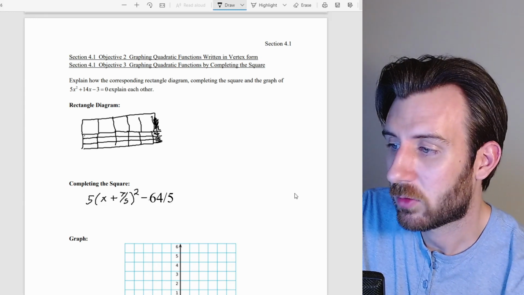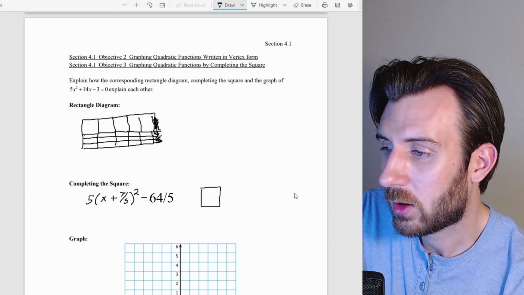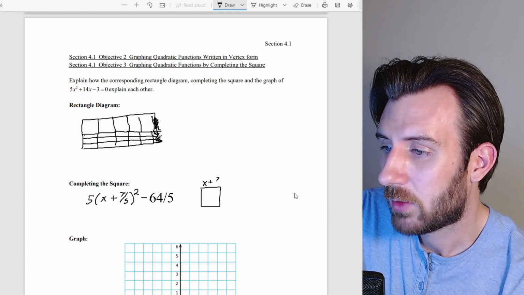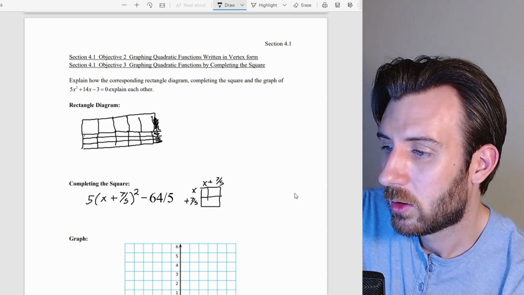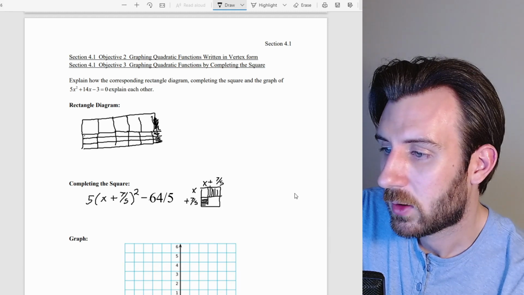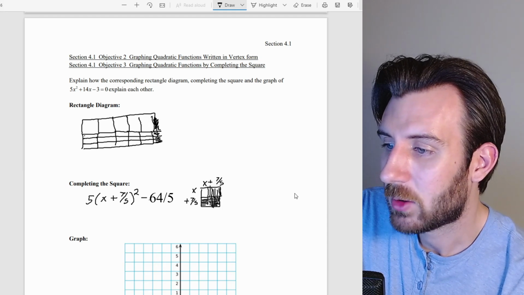So let's look at what the picture for that is. That's 5 of these things that were x plus 7/5 by x plus 7/5, and that got us 7 little units here, 1, 2, 3, 4, 5, 6, 7. And then in here we had 49 little unit blocks that all appeared in here. And then we had that 5 times.